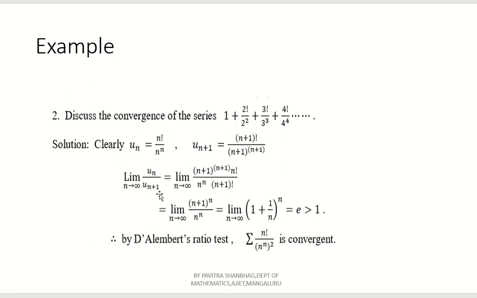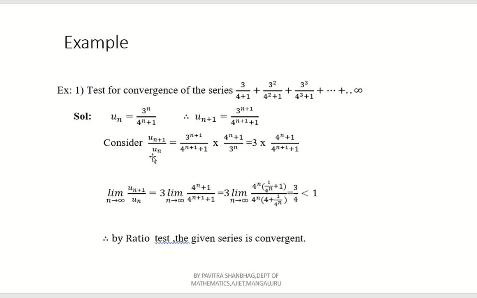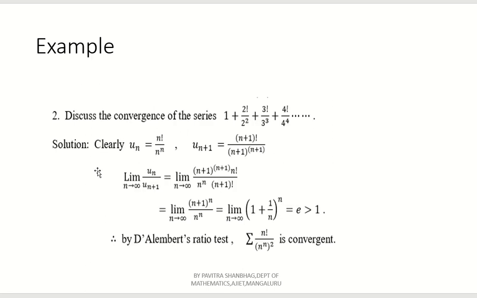Either you can take reverse order or it is left to you, but don't get confused. See here, un plus 1 by un, if it is less than 1, then only by the ratio test we can say it is convergent. But here we have taken the reverse order, it is left to you. I have given this example because you can solve with both the methods, okay, but don't get confused. If you take un plus 1 by un, then for convergence it should be less than 1. And here we have taken un by un plus 1; if it is greater than 1, it means convergent. That is very important. Don't get confused. Either you can do with that method or you can do with this method.